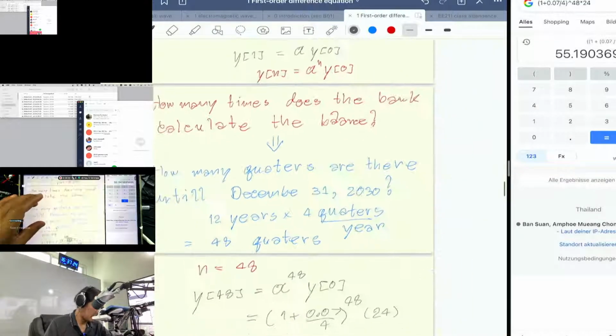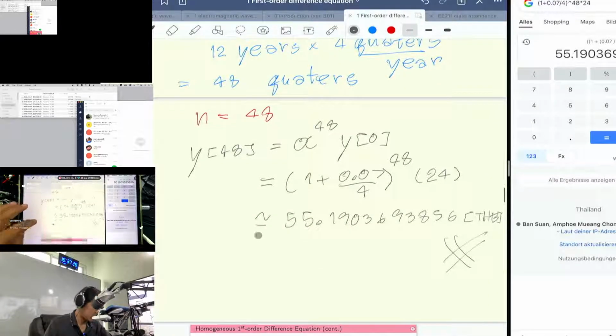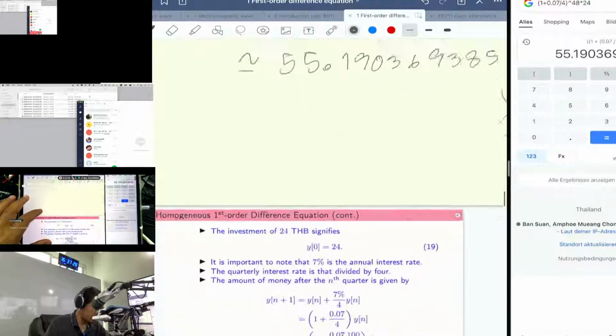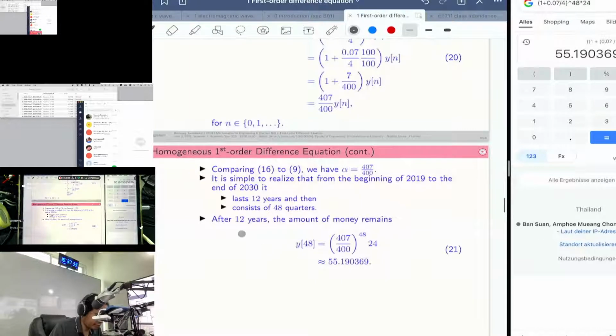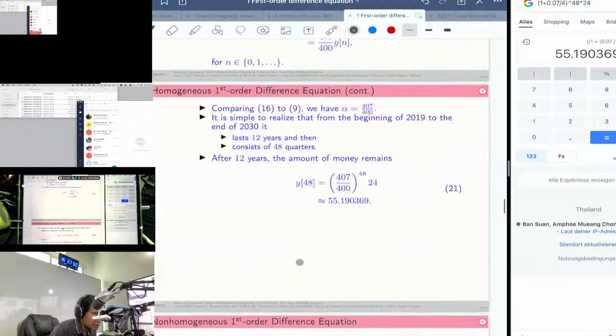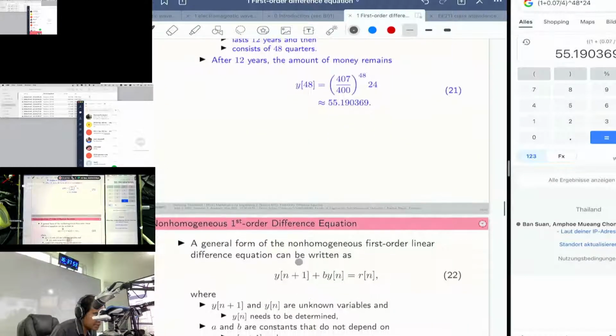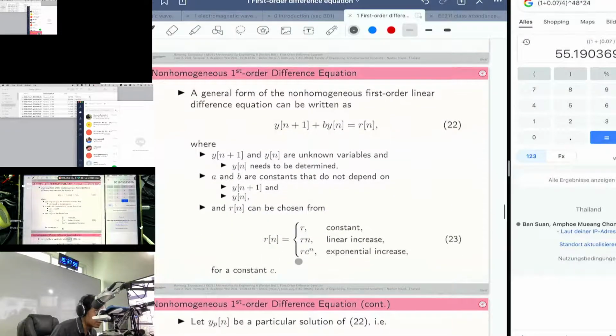We have seen many things about higher order difference equations. That's the result after the 12th year, not 11 years, and they are talking about quarters, so you have to multiply by 4. It's going to be 48 quarters in 12 years. Let's talk about the next topic, non-homogeneous.